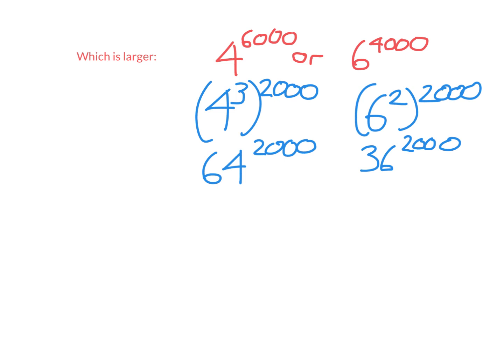See, these two powers are equal. Now it's really easy to tell because the powers are the same. Clearly 64 to a power is going to be greater than 36 to that power. So clearly 4 to the power of 6,000 is greater than 6 to the power of 4,000. This number here will be much larger.